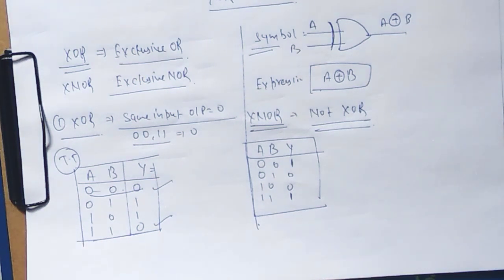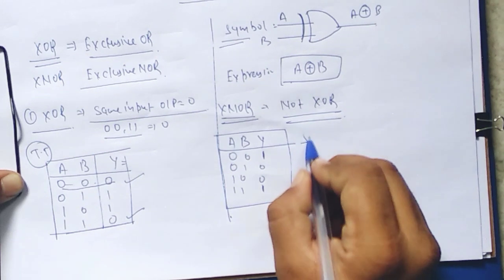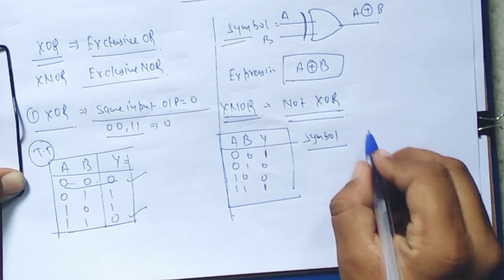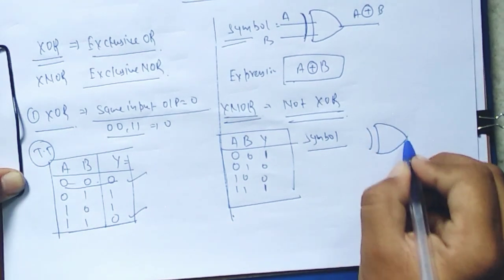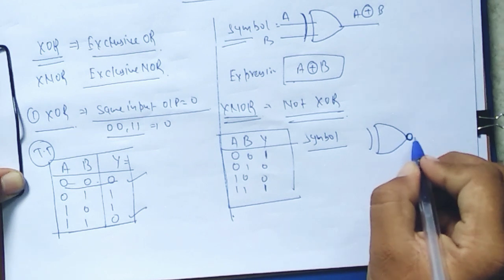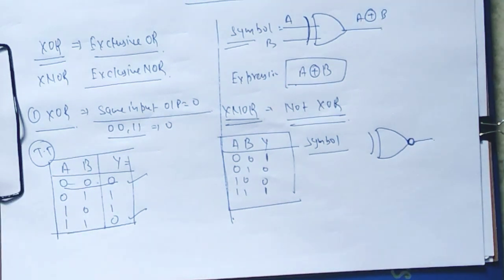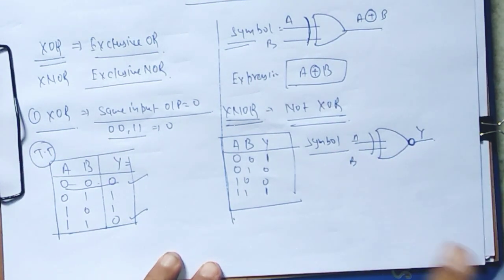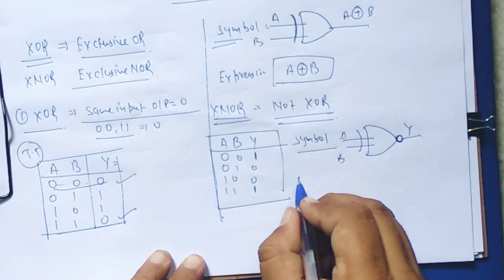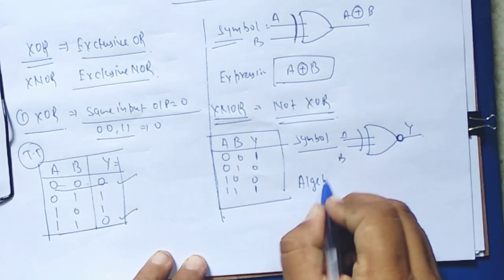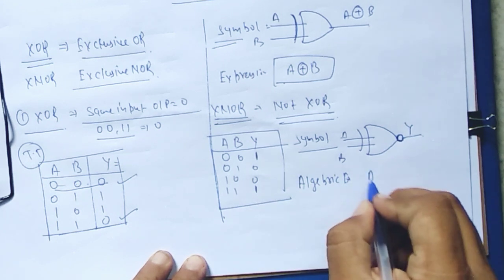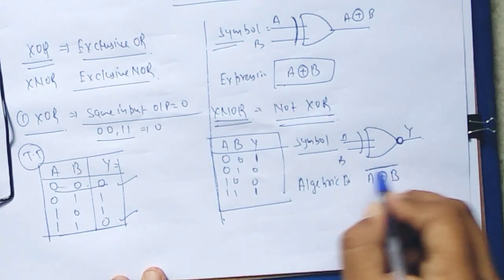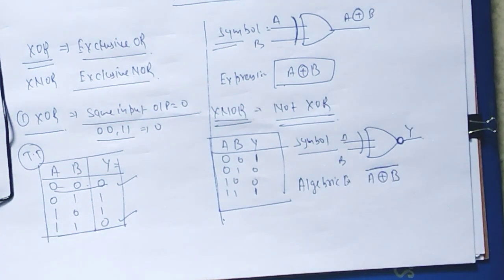That is XNOR. Now what will be the symbol of XNOR? It will be like that, and here I will add a circle. This circle will indicate the NOT. This is A, this is B, and this is Y. Now what will be the Boolean algebraic expression? It will be A, B with the XOR symbol, and since it is XNOR, I will add a bar, which indicates the NOT of that.